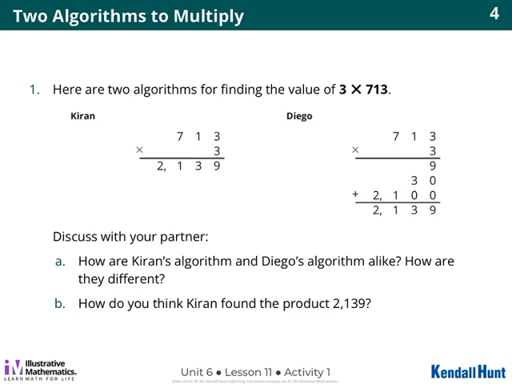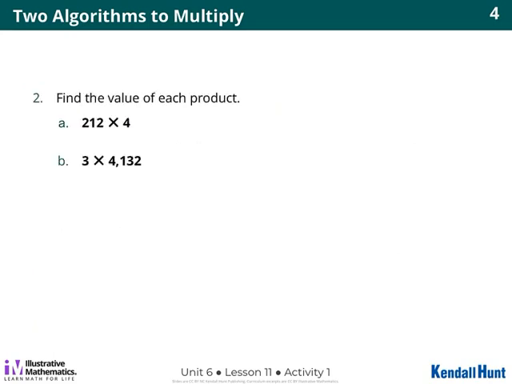Activity 1, you are working with your math partner. You're going to look at Kieran's method and you're going to look at Diego's method. Then you're going to answer these 2 questions, which we're going to need to synthesize later. Then for question 2, it says find the value of each product. Here's my challenge for number 2, and this is where we were struggling yesterday.